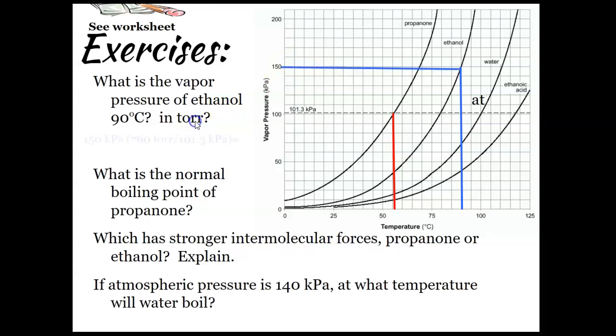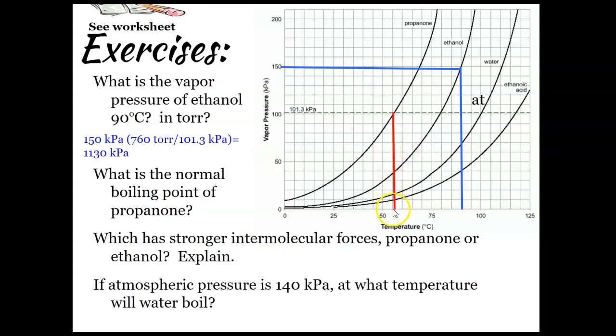So what do I got to do? I got to do my conversion. So 150 kPa goes to 760 torr. That's at standard pressure. And 101.3 is the standard pressure for kPa. You divide this and you should get 1,130 kPa.